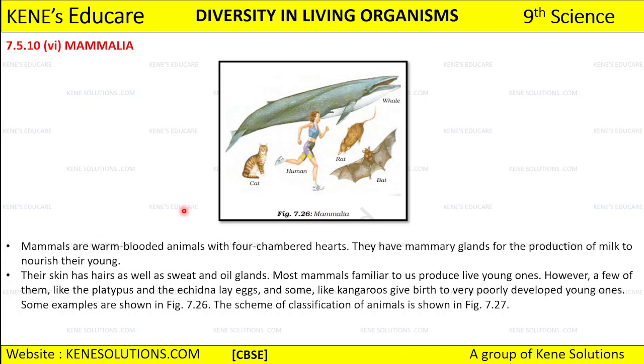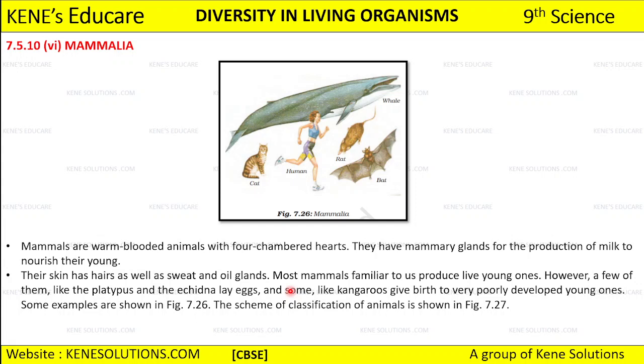So their skin has hairs as well as sweat and oil glands, right? We have hairs on our skin, as well as sweat and oil glands. Most mammals are familiar to us, and they produce live young ones. However, a few of them like platypus and echidna lay eggs.